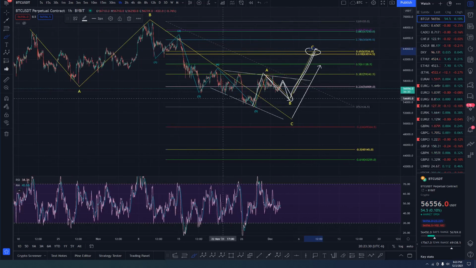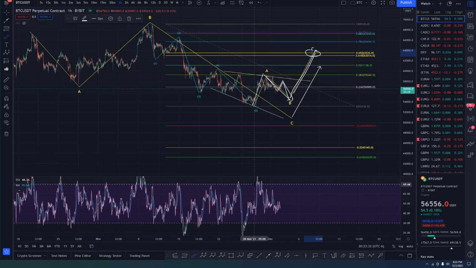Now, another thing we could possibly look for, just on the macro, just one more macro idea. Instead of just having an ABC to the upside, we could have a 1, 2, a 1, 2. We could be getting a 3, 4, 5. Get Ultra Moon Boy here.